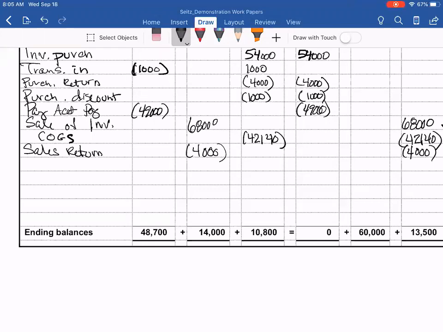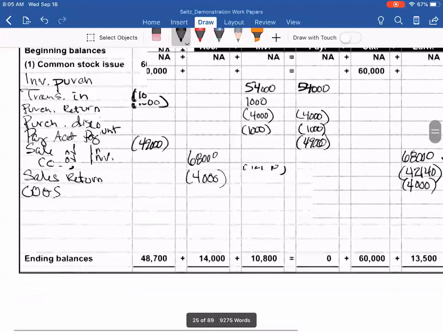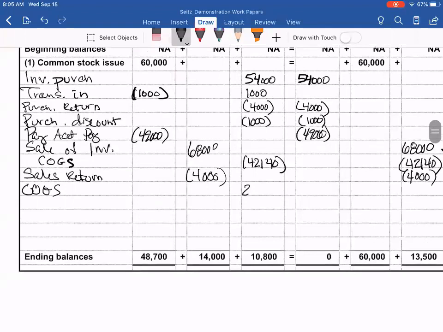All right, so now I need to adjust the cost of goods sold for the amount that was returned. So you're going to see me increase the inventory by the cost of those goods sold because they came back to us. I'm going to increase the inventory, and then we're going to have an expense reduction, basically, of $29,400.